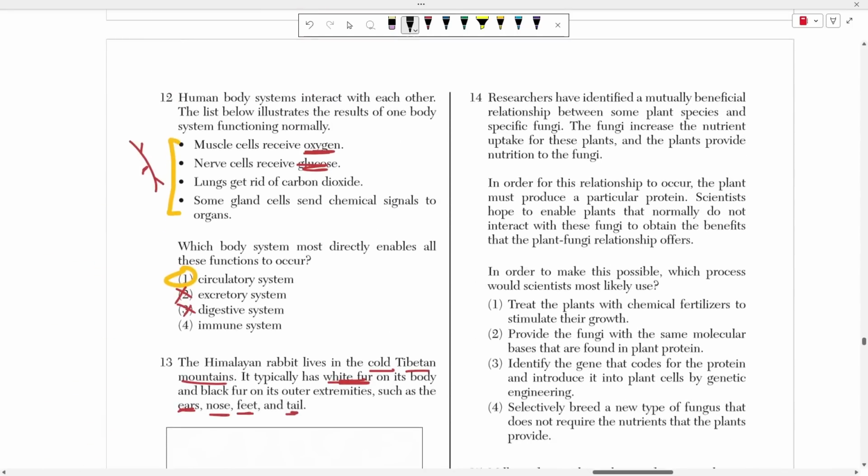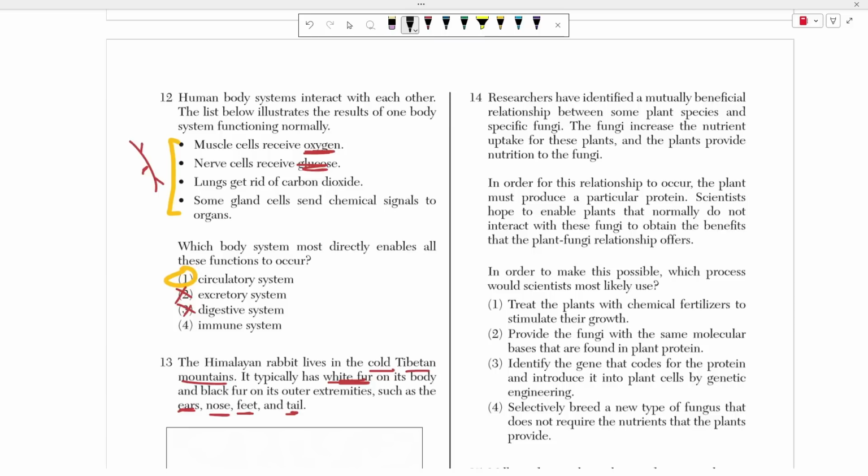Okay. 14 says that researchers have identified a mutually beneficial relationship between some plant species and specific fungi. The fungi increase the nutrient uptake for the plants, and the plants provide nutrition for the fungi. In order for this relationship to occur, the plant must produce a particular protein. Scientists hope to enable plants that normally do not interact with these fungi to obtain the benefits that this plant-fungi relationship offers. In order to make this possible, which process would the scientists most likely use?